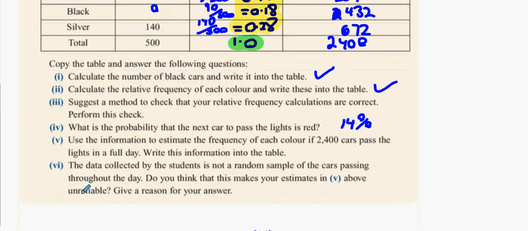The data collected by the student is not a random sample of cars passing through the day. Do you think that this makes your statements in 5 above reliable? Yeah, maybe. Sorry, this is a very wishy-washy English type answer. What you say is that a random sample would mean that you'd have equal chance of getting every color of car. You'd have just as much chance of getting a red car as you would a silver car.